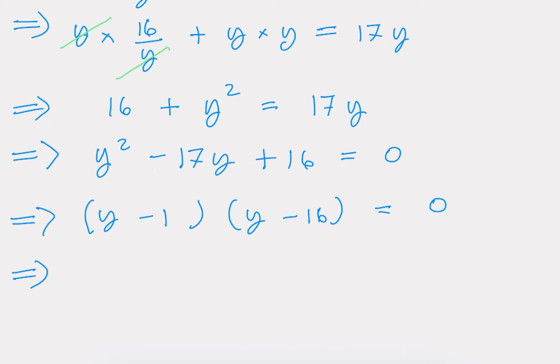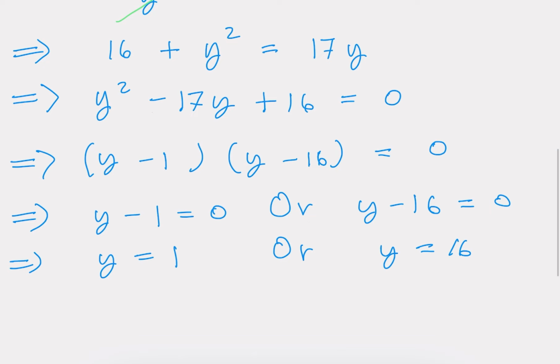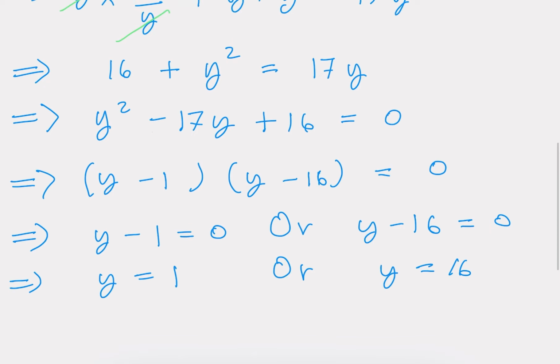And this basically now means the following. y minus 1 is equal to 0, or y minus 16 is equal to 0. So we solve this, and we get that y is equal to 1. Or we solve this, and we get that y is equal to 16. So therefore, we have solved this equation. We have solved it for y. And it gives us 2 y values.